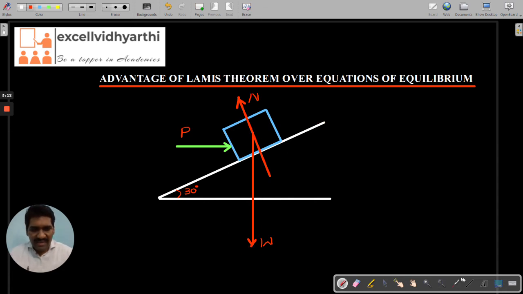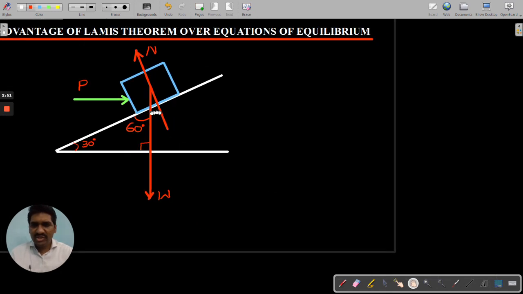Here we have a right angle triangle. In this right angle triangle, this is 30 and this is 90. Can I say the remaining angle has to become 60 or not? Because the total angle is equal to 180 degrees.